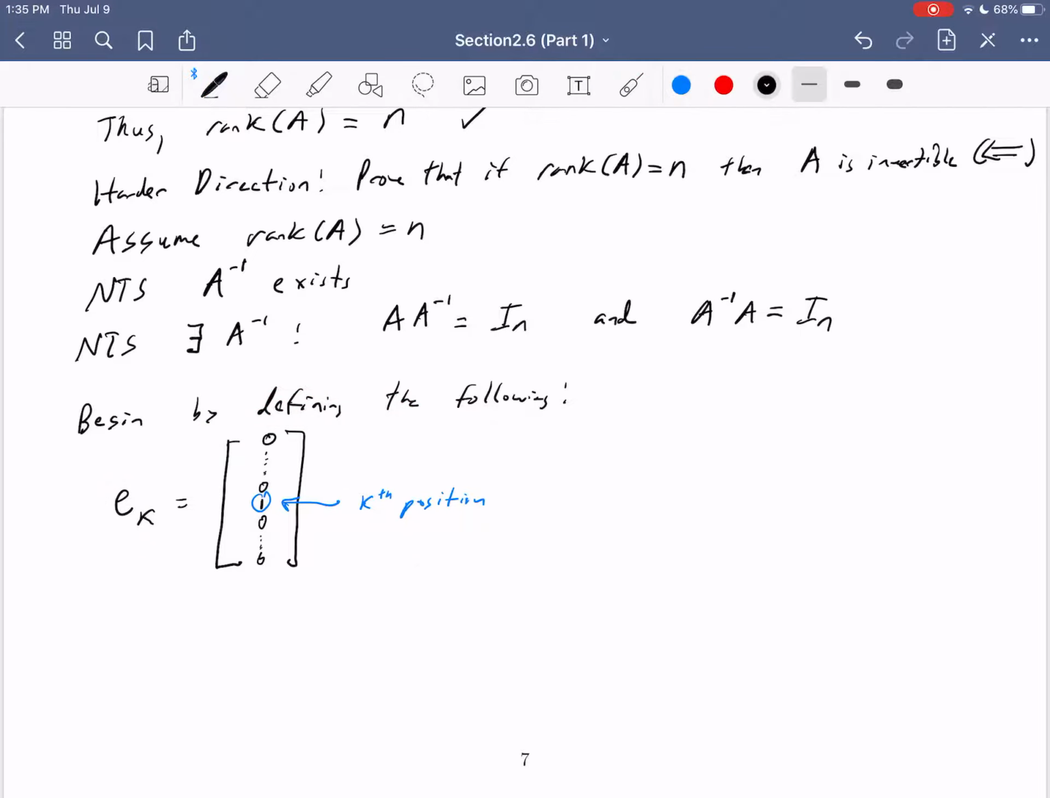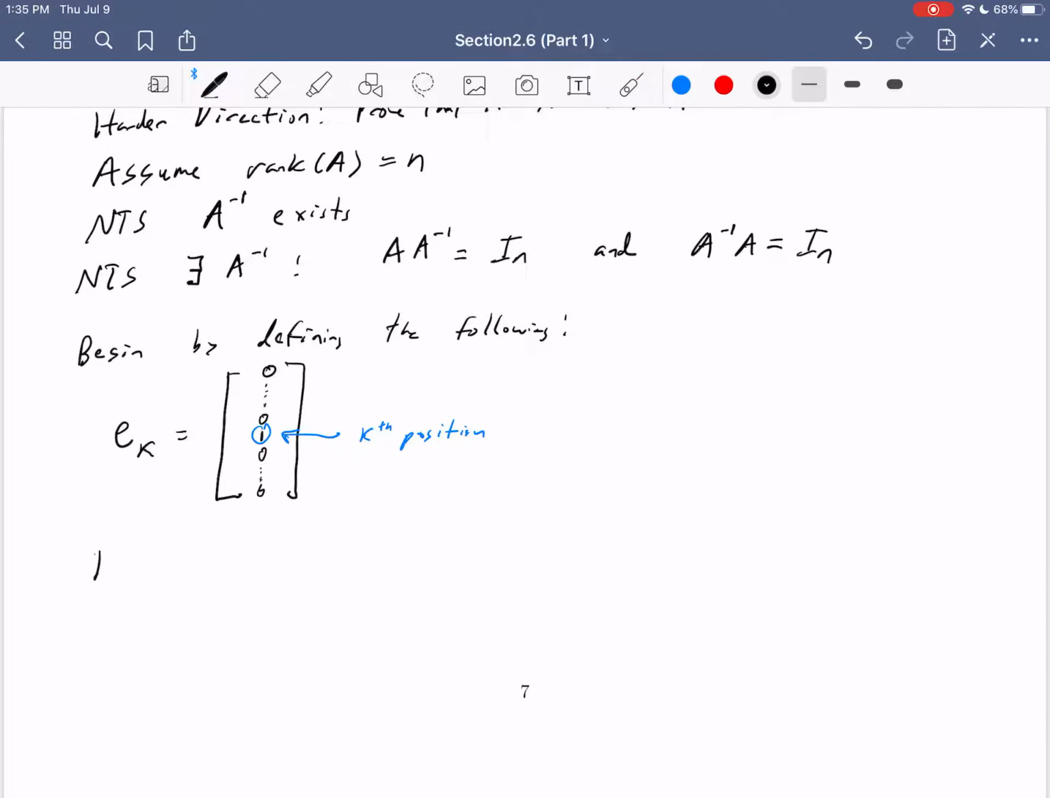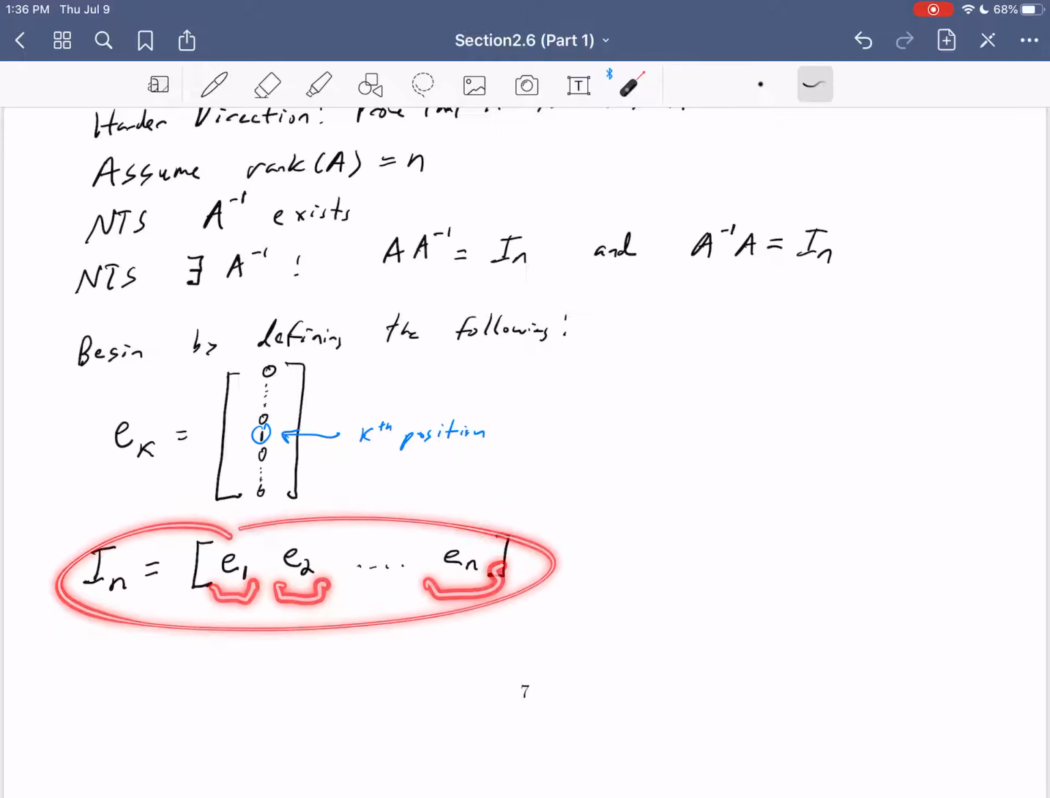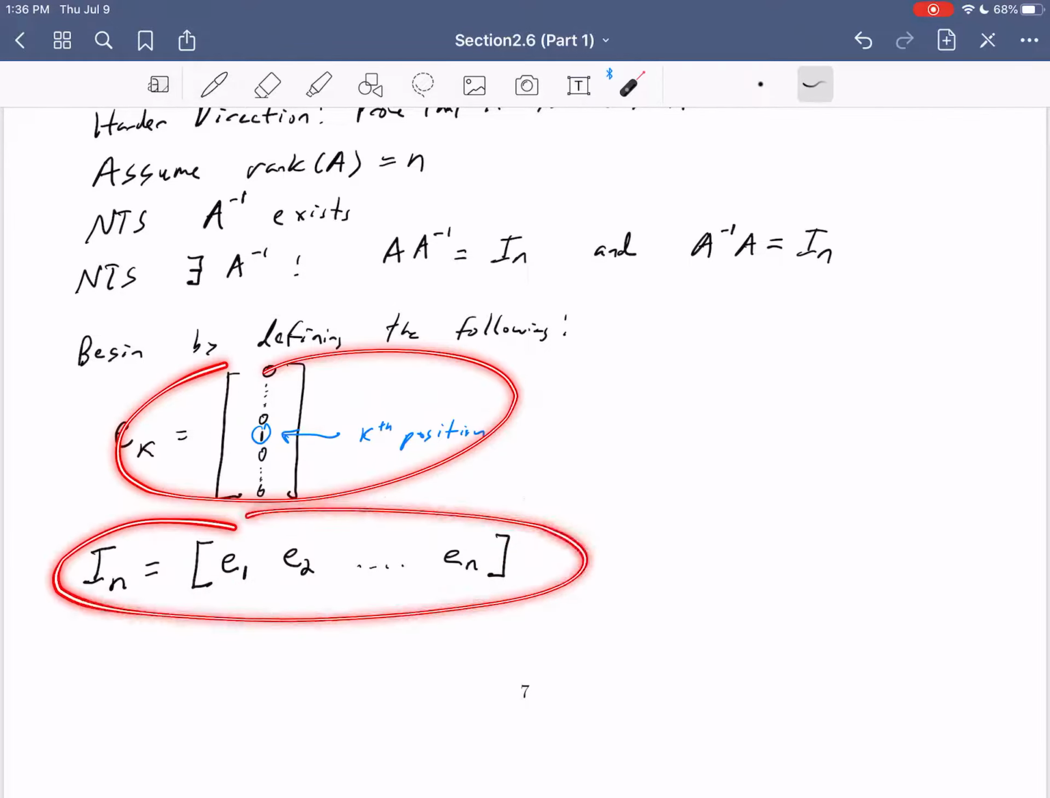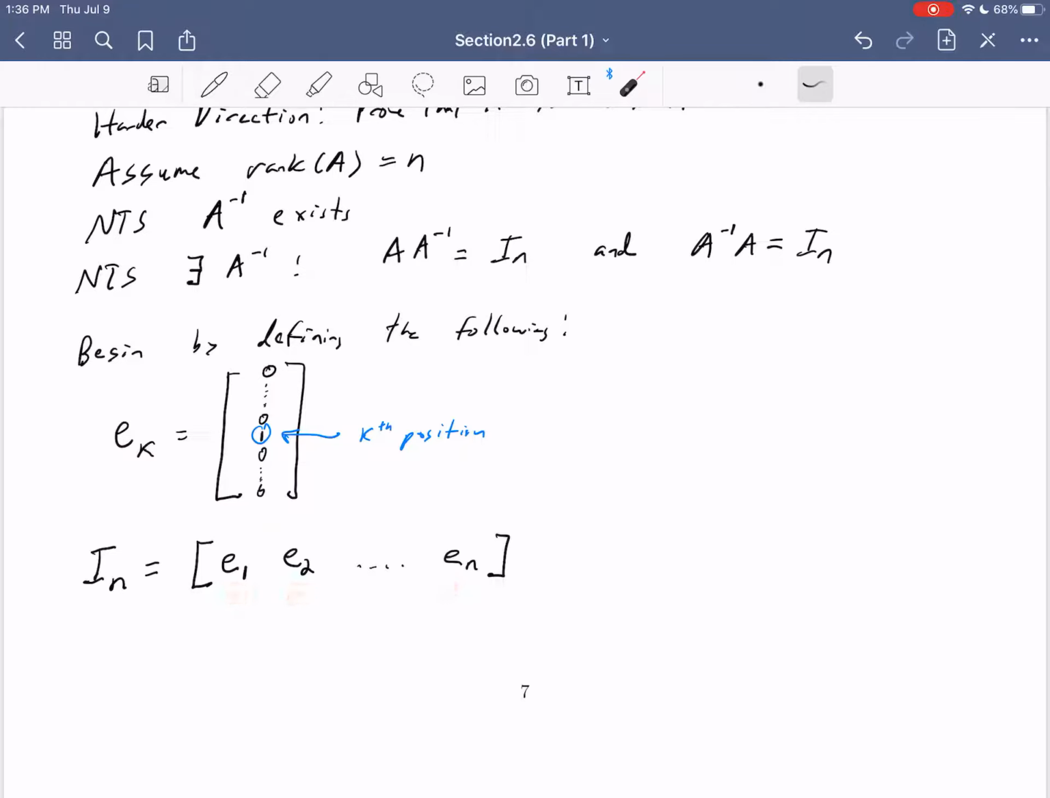Well, one thing is it gives us a nice way of describing the identity matrix. Notice that the identity matrix can then be thought about as having these component columns, E1, E2, all the way down to En. Remember, each of these is a column vector. So if we have each of these as the columns, then that's equivalent to the identity matrix.